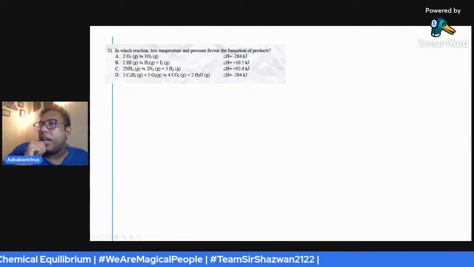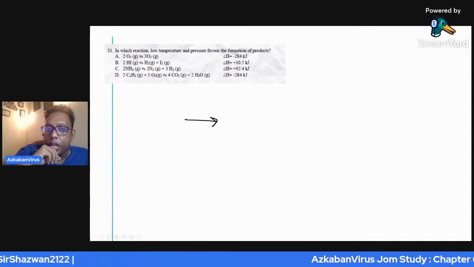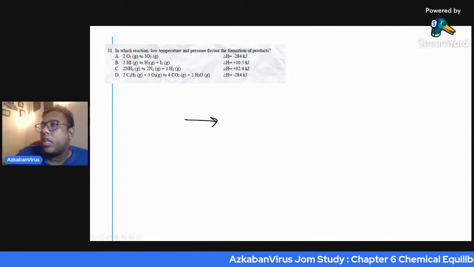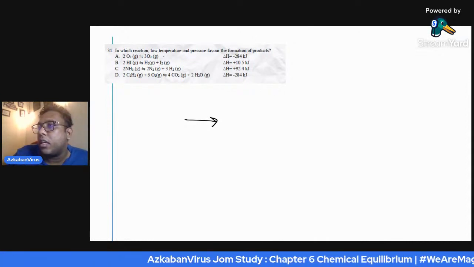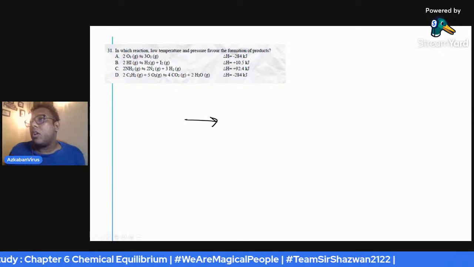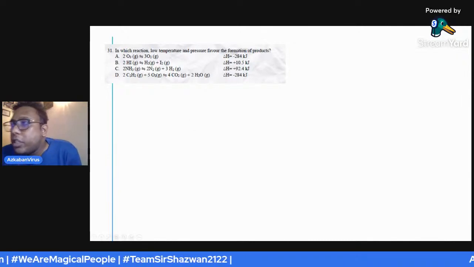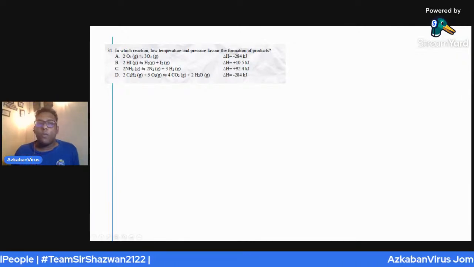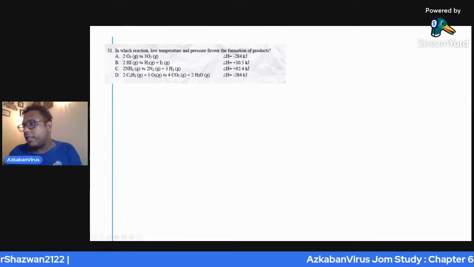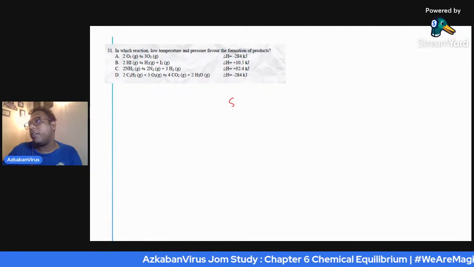Low temperature and pressure favor the formation of product. Maksudnya dia shift to the right. Okay, dia shift to the right. Bermaksud heat mesti ada dekat sini. Heat mesti ada di produk. In which reaction low pressure and temperature favor the formation of product? Bermaksud dekat sini sekarang ni kita nak shift to the right.